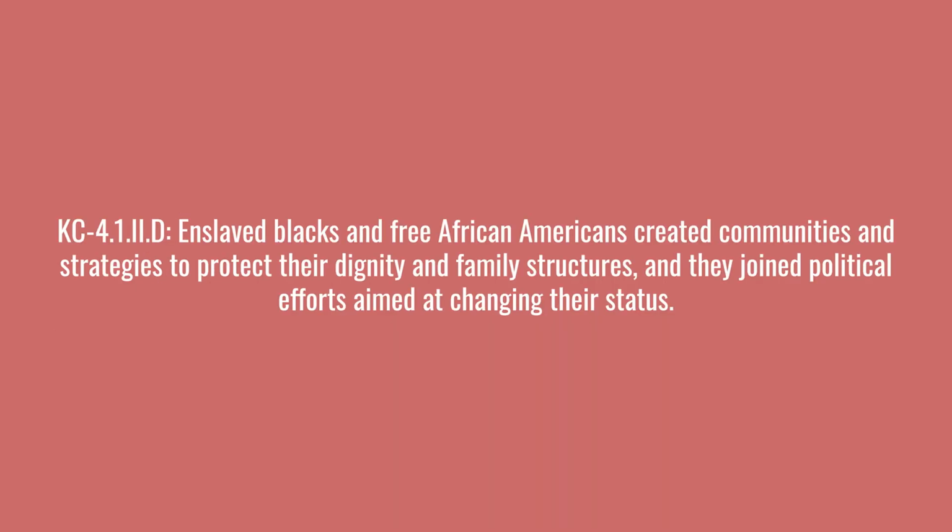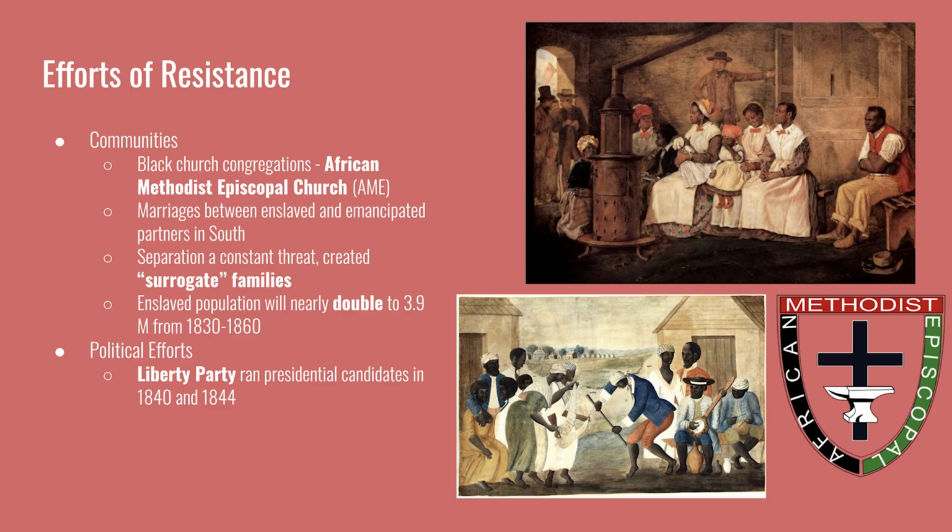The last key concept says, enslaved blacks and free African Americans created communities and strategies to protect their dignity and family structures, and they joined political efforts aimed at changing their status. The beginning of a black church congregation, the African Methodist Episcopal Church, is an example of these early communities. It is still around today and was founded in the year 1816. Its beginnings go back to segregatory church services. In the north, the white congregations would worship separately from the black congregations. So black Americans decided to create their own churches.